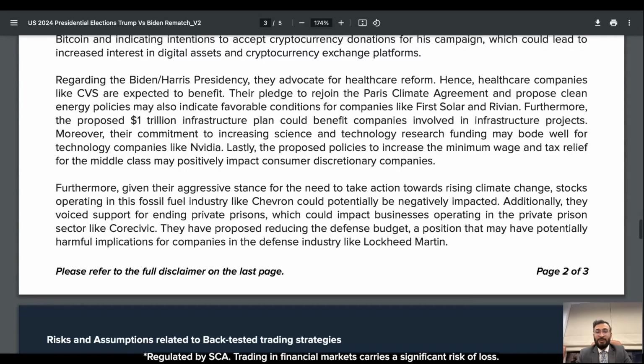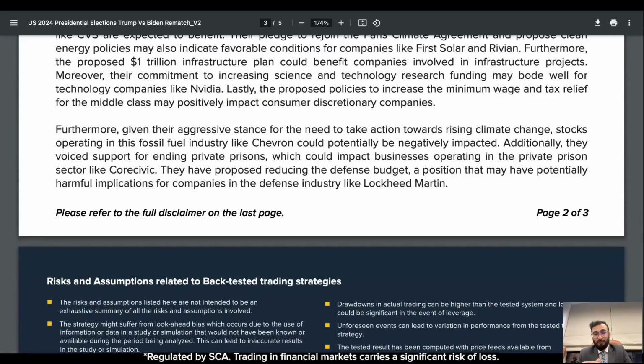And again, policies to increase the minimum wage and tax relief for the middle class may positively impact the consumer discretionary companies. Their stand has been more aggressive towards rising climate change. So the fossil fuel industry, Chevron or any other energy companies might get impacted if Kamala Harris comes into presidency. They have supported ending private prisons, which could impact businesses operating in the private prison sector. They have talked about reducing the defense budget, which can impact companies like Lockheed Martin.